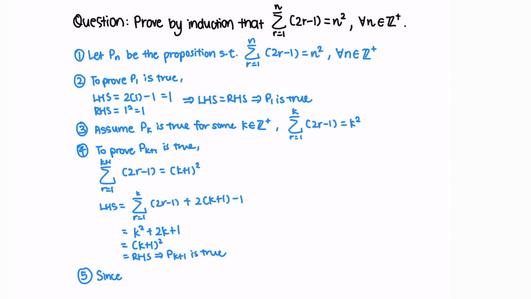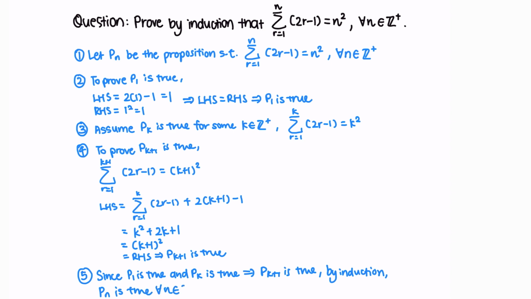Your final step will be to say, since P1 is true, and Pk is true implying that Pk+1 is true, by induction, Pn is true for all n as positive integers, shown. So this is an example of sigma notation being incorporated into mathematical induction questions.